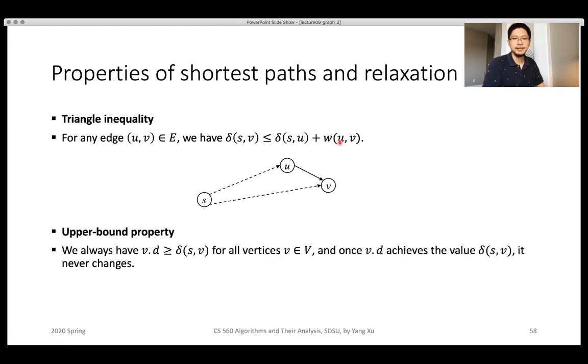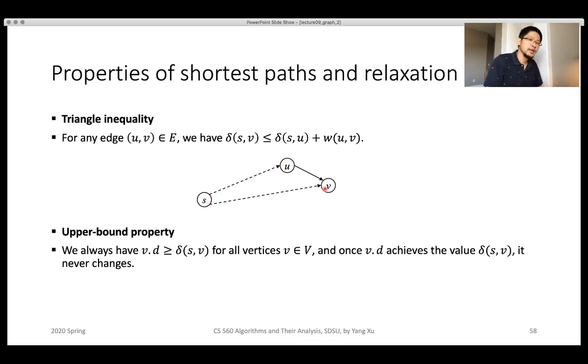So it basically says that the shortest path between S and V should be no bigger than the shortest path between S and U plus the edge. Okay, so that is a straightforward theorem, right? Because if delta between S and U plus the weight between U and V is smaller, then the delta between S and V should not be the original value. It should be just that path, right?